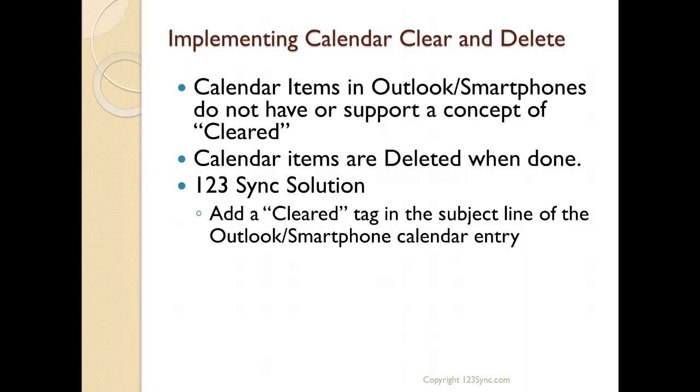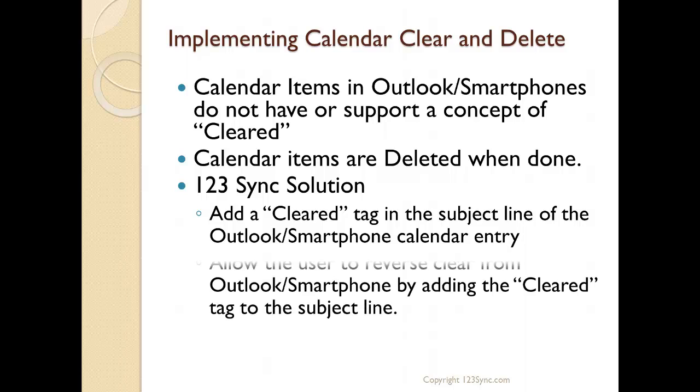When an item is cleared in Act, a cleared tag will actually be added to the Outlook or smartphone calendar item. And if that item exists in Outlook or the smartphone and the user types the cleared tag in the subject line, that item gets cleared in Act. So we establish a one-to-one relationship between cleared items between Act and Outlook and smartphones.